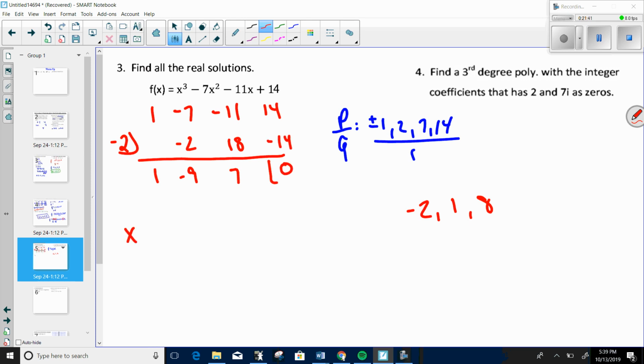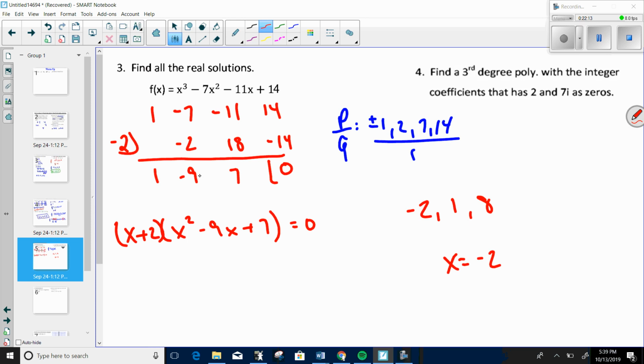Now remember, this is x plus 2 times x squared minus 9x plus 7. Okay? That's still equal to 0. Remember, we're solving the equation. Where did I get that? Negative 2 turns into a factor because you have to have it. It's really x equals negative 2, and I have to move that back over to turn it into a factor, so I have to add it. So that's where the plus 2 comes from.